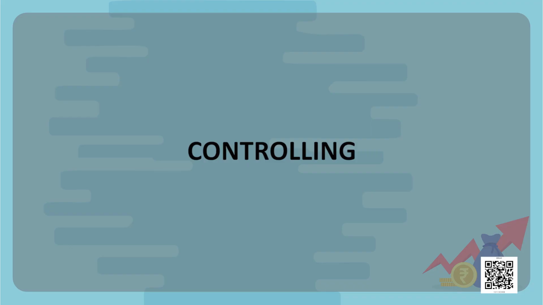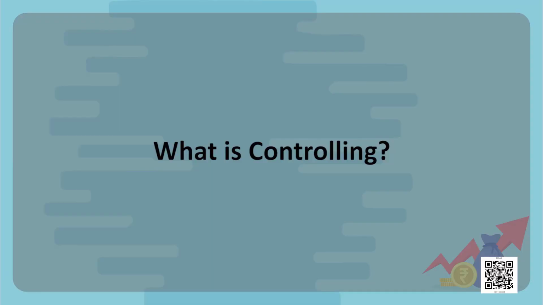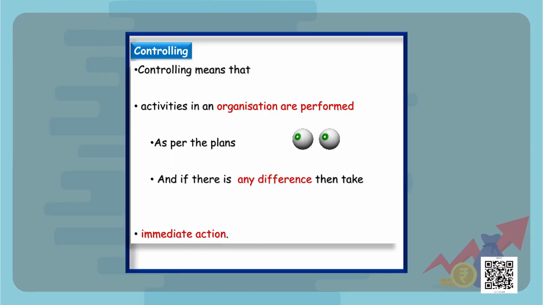Today we will be discussing chapter 8, that is controlling. This is the fifth function of management but not the last function of management. So now, what is controlling? Controlling means that activities in an organization are performed according to the plans, and if they are not, then we have to find out deviations and take corrective actions.